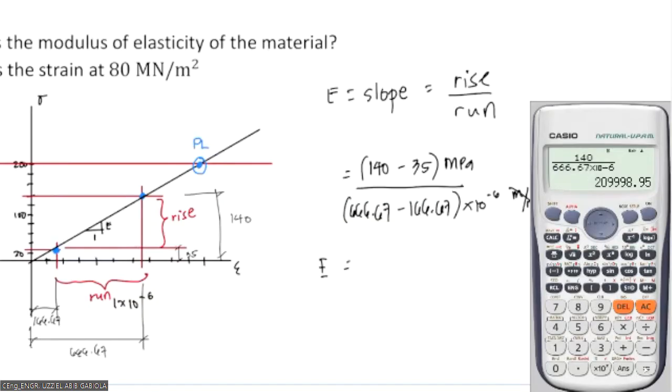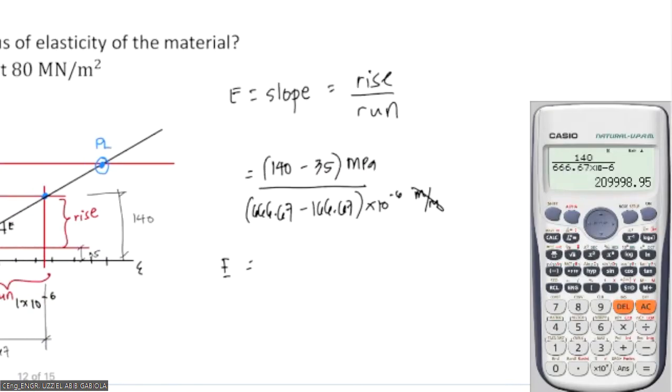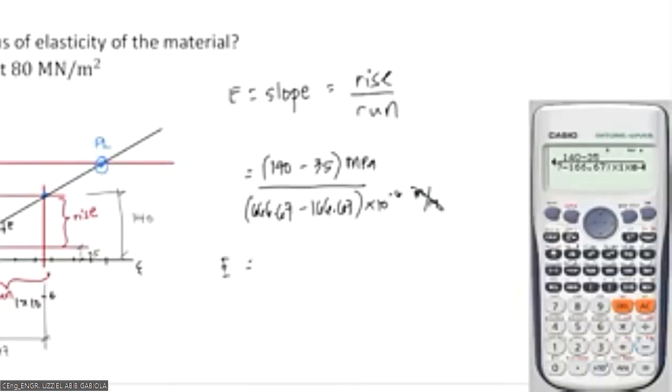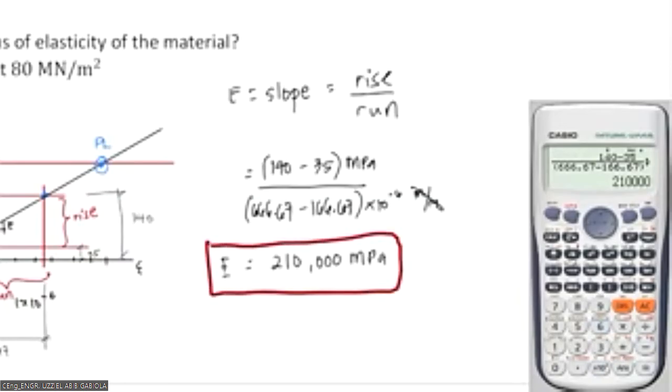So modulus of elasticity natin, when calculated, is 140 minus 35 all over 666.67 minus 166.67 times 10 to the negative 6. Okay. We have an exact value of 210,000 megapascal, which is the same as our answer from the two calculations we did earlier.